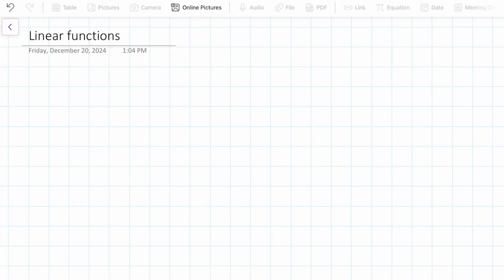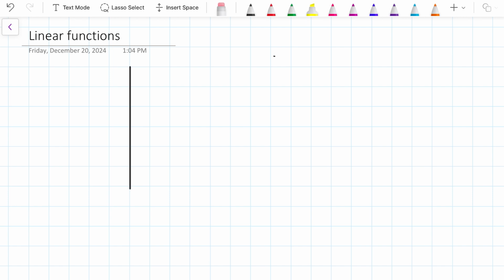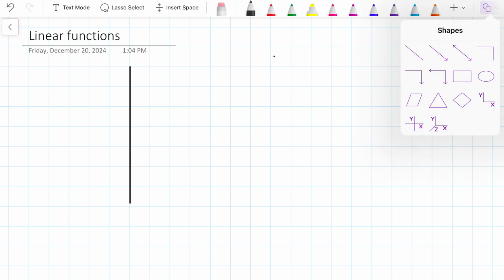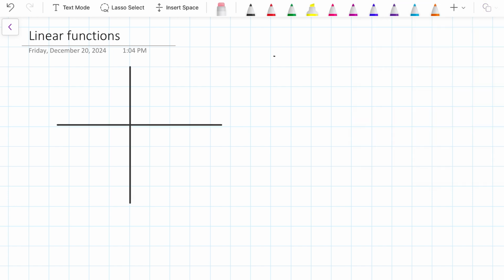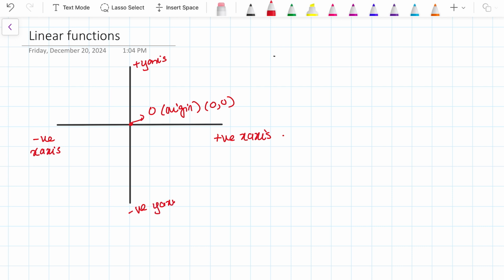So, in the previous video, we discussed understanding the coordinate system. We discussed that the vertical axis is my y-axis, and the horizontal axis is my x-axis. This particular point is called O, which means origin, which means the coordinates are 0, comma 0. This is my positive x-axis. This is my negative x-axis, positive y-axis, negative y-axis.